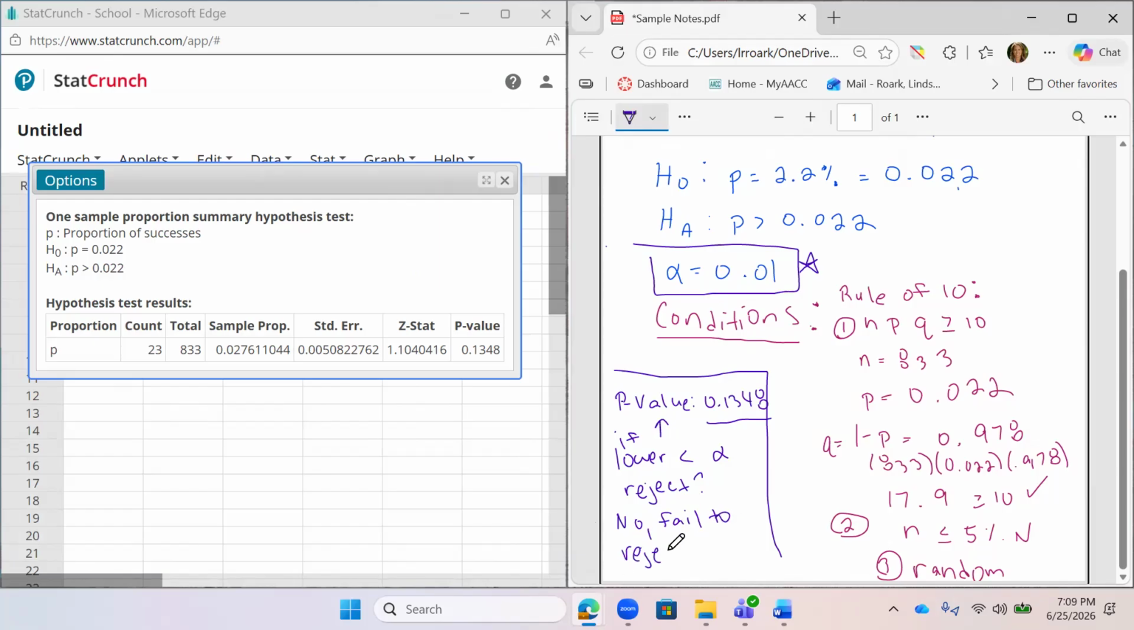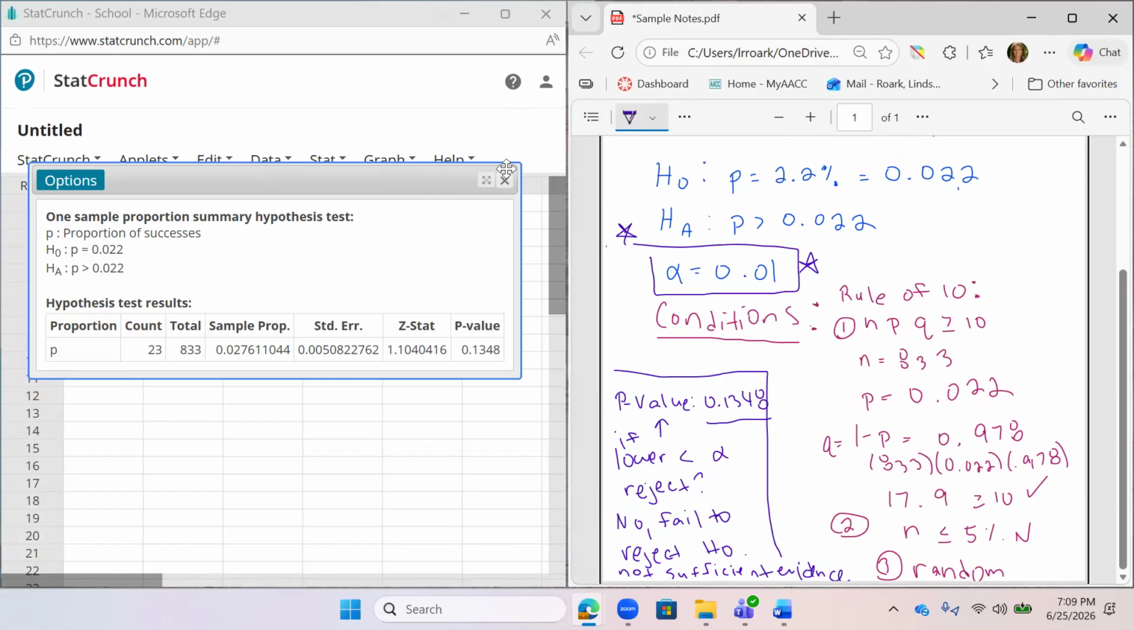Okay, so what the heck does that mean? If we fail to reject the null hypothesis, that means there was not sufficient evidence to support the alternative. Whatever the alternative is, which was this, that the proportion was actually greater than 0.022, we do not have sufficient evidence for that.